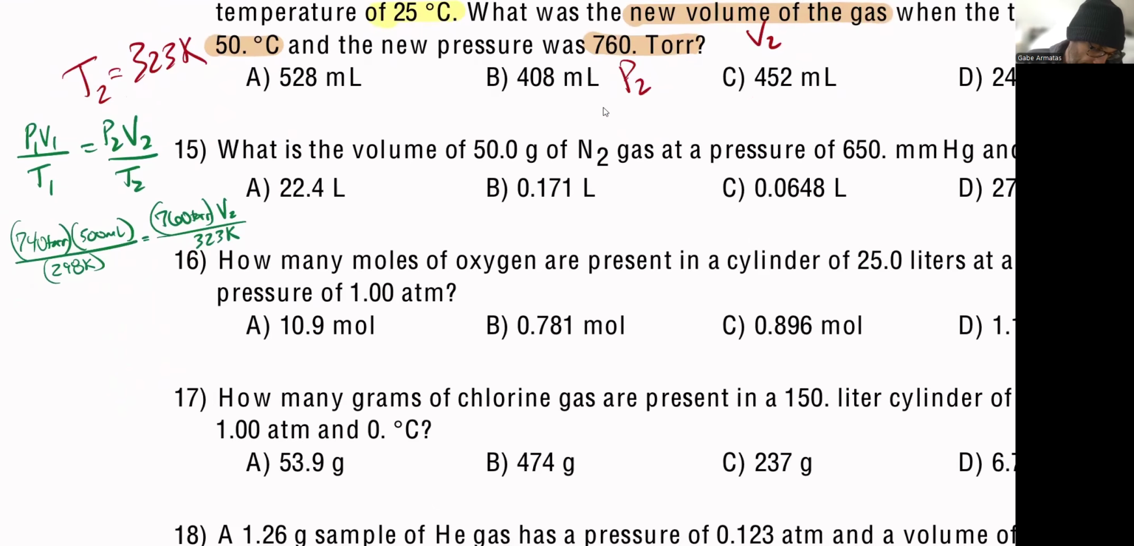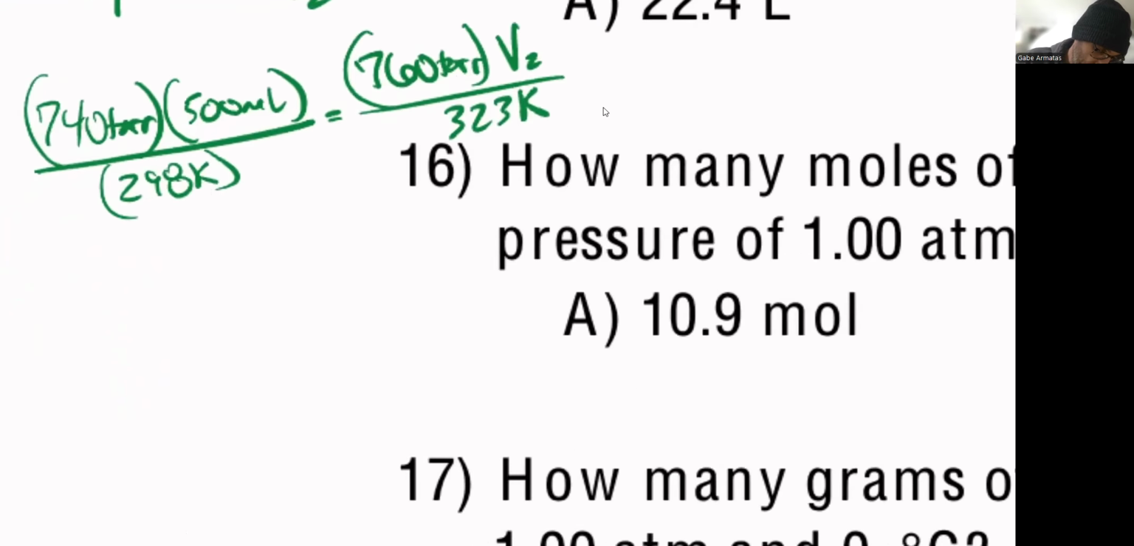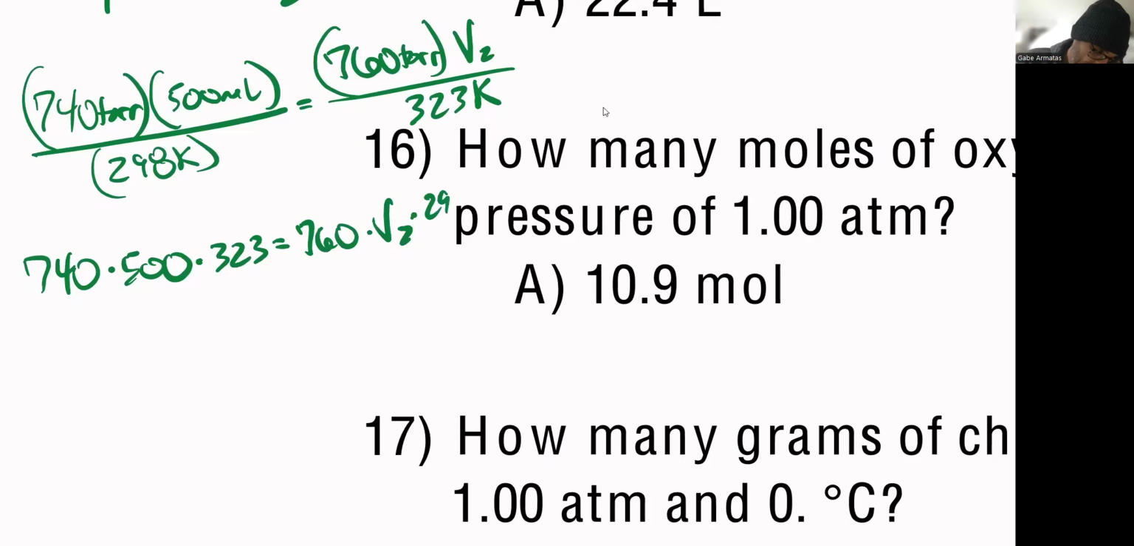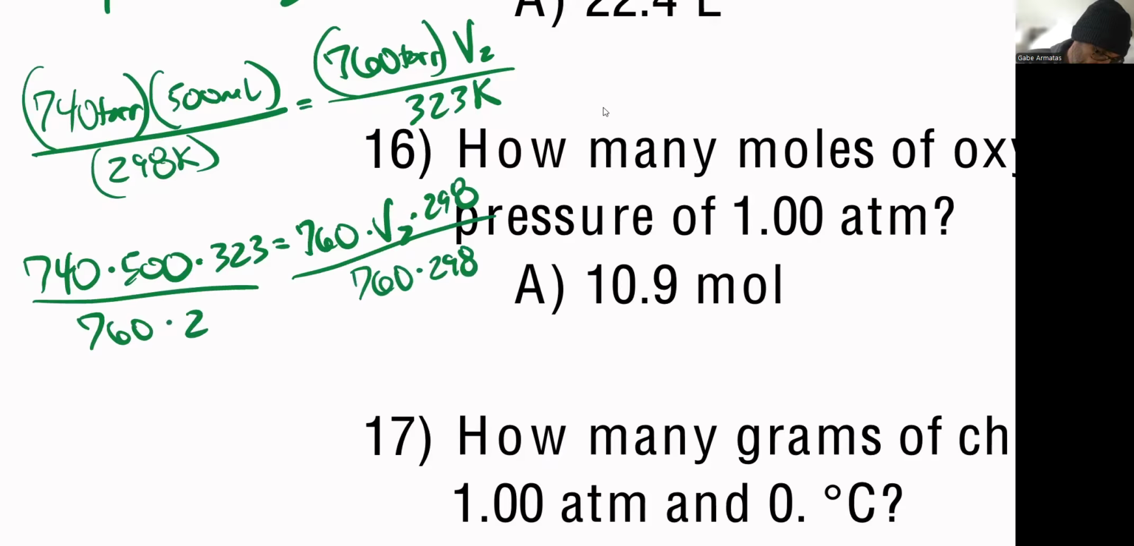And so now we do math. This one seems more complicated. I'm going to do a little bit of cross multiplying. So 740, I'm just going to use the numbers now because I'm out of space, times 500 times 323 equals 760 times V2 times 298. I need to divide by 760 and then 298. We can just do them together. So 760 times 298. V2 equals. Now let's do the math.